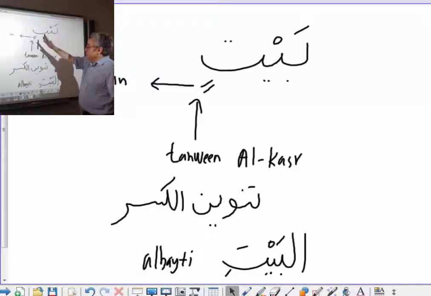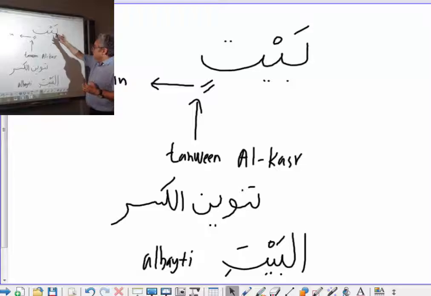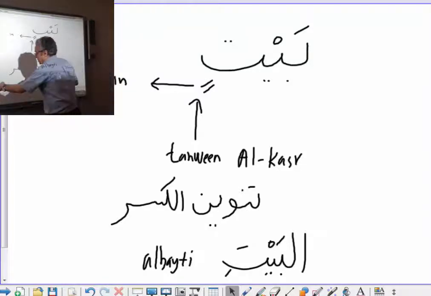So these are always, that's what you call it, the system of i'rab, of case marking. We are going to study them, and it's quite easy to follow. But today, I want to introduce you to make sure that you will be familiar with the case marking. So, baytin, al-bayti, and that is the second one.